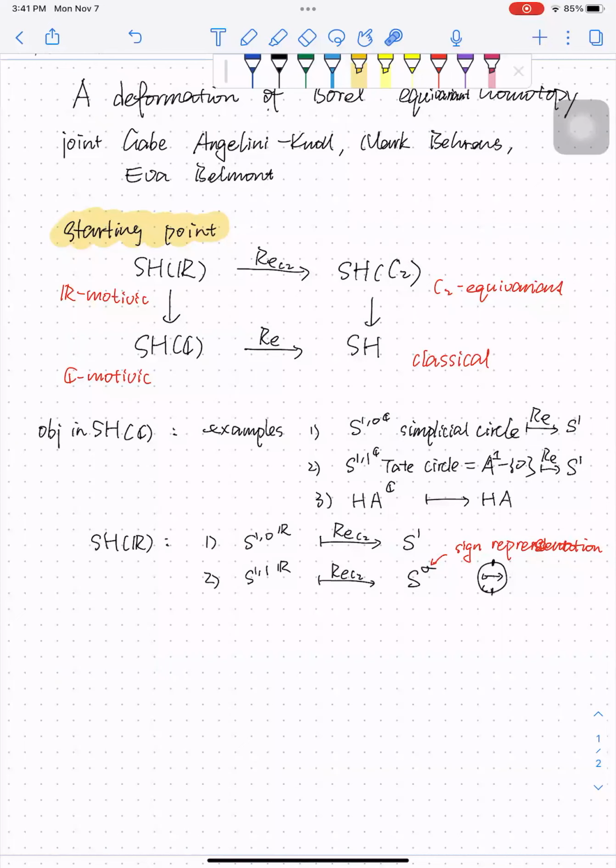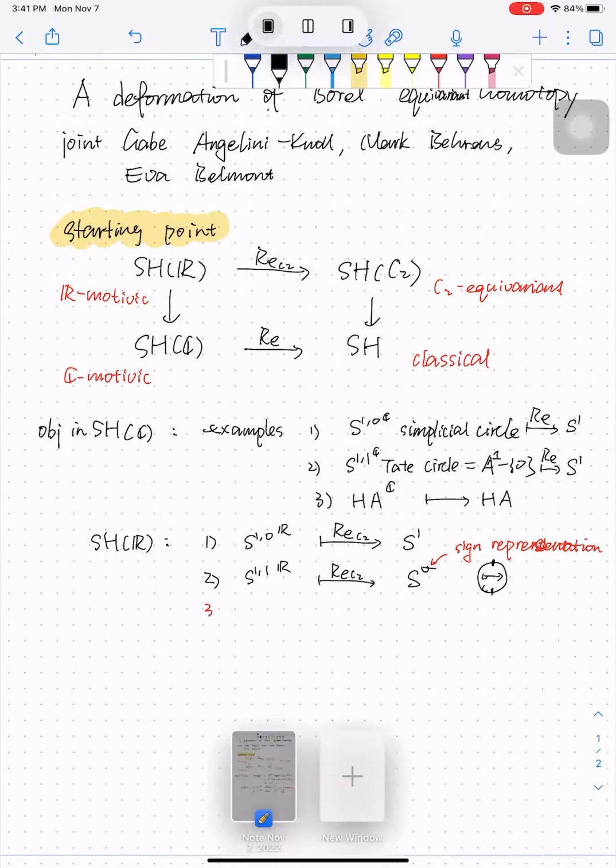Take the complex plane, remove the 0 point, then the Galois action gives the reflection. And that's why in the R-motivic case, if we apply the C2 equivariant Betti realization, we get this circle with reflection, this C2 equivariant spectrum, or actually the suspension spectrum of that.